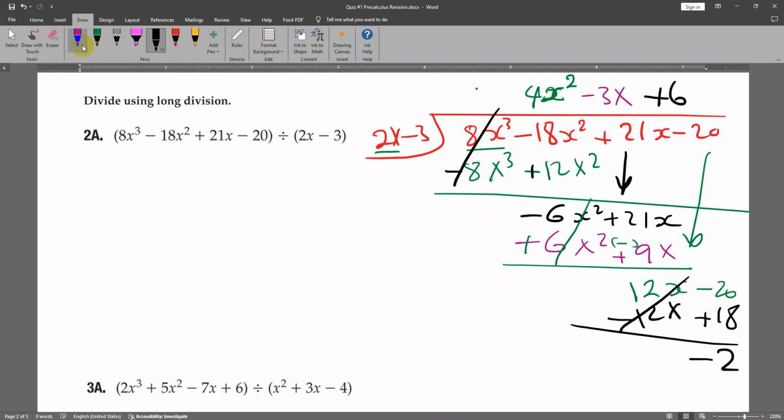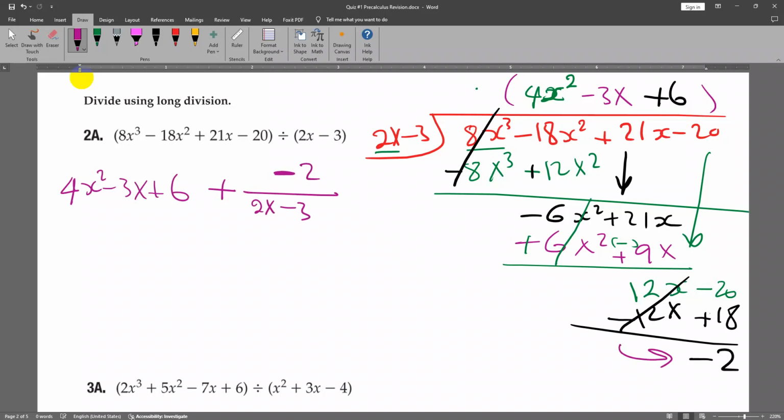We have finished, but if you need to write the answer, it will be the quotient, which is 4x squared minus 3x plus 6, plus the remainder, which is negative 2, the number down there, divided by the divisor, which is 2x minus 3. Here's the full answer, and you can simplify, of course, by multiplying negative and positive here, which gives you negative, but in general, this is the full answer.